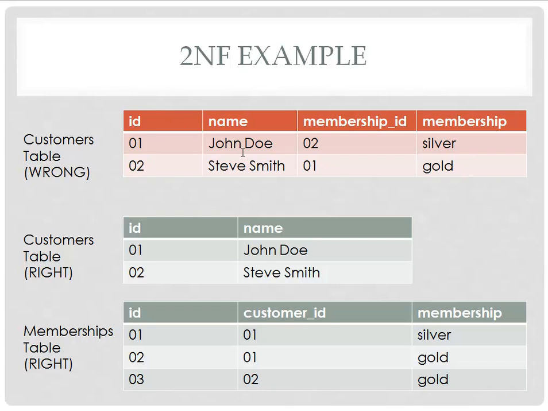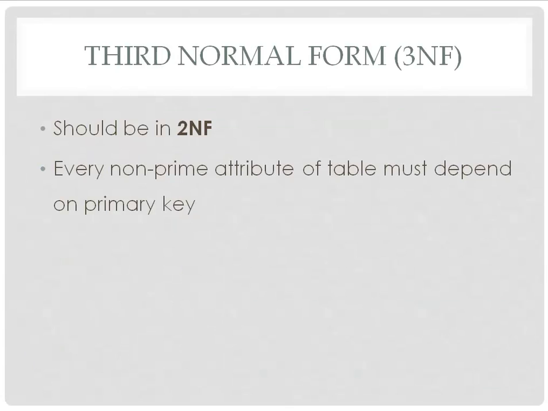You can break this up so that you have a customers table that only has the customer ID and the customer name, and then your membership table will have a primary key itself in addition to the customer ID and the name of the membership. So this membership ID has its own table and has its own primary key. So that's a 2NF example.